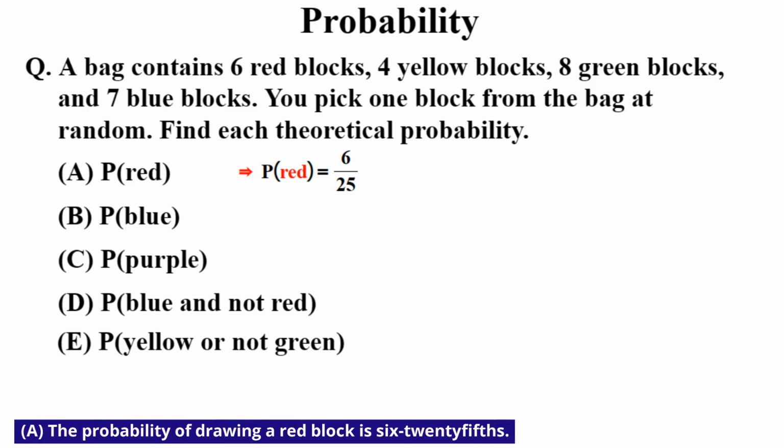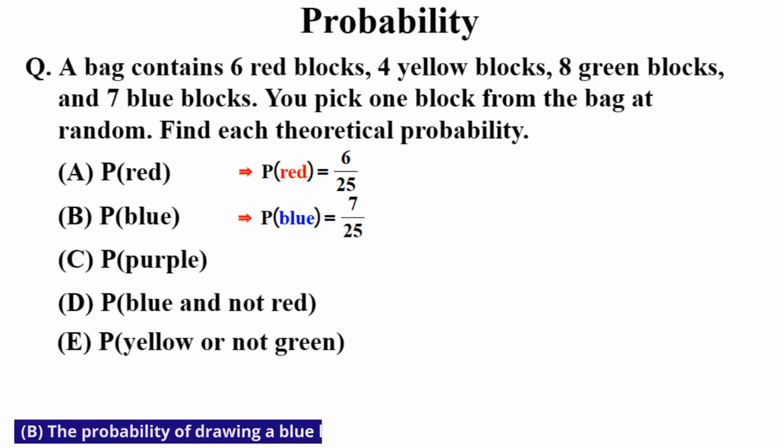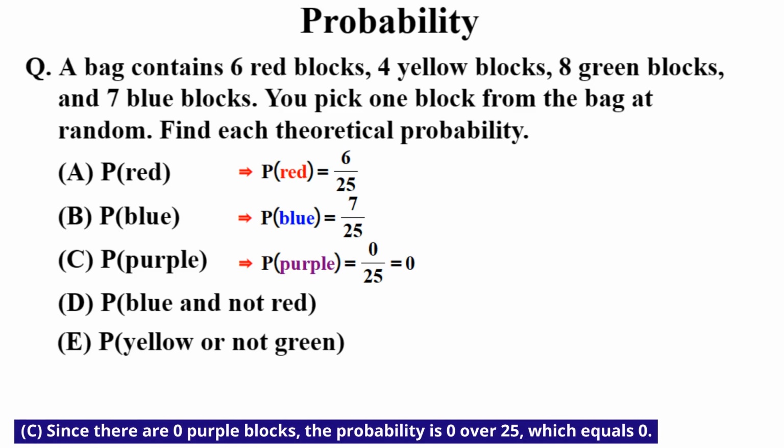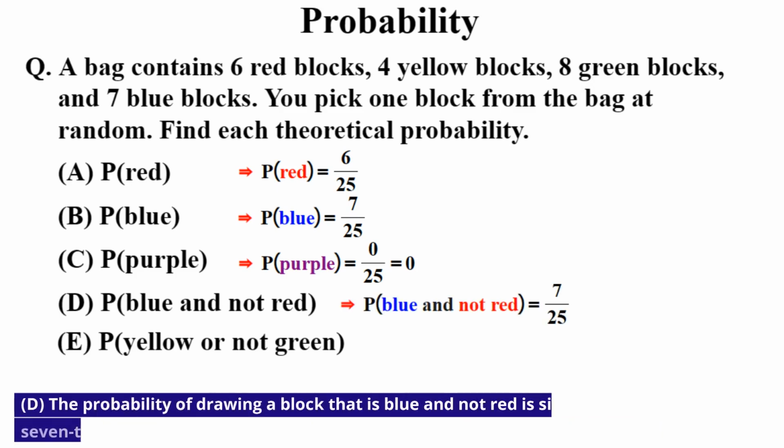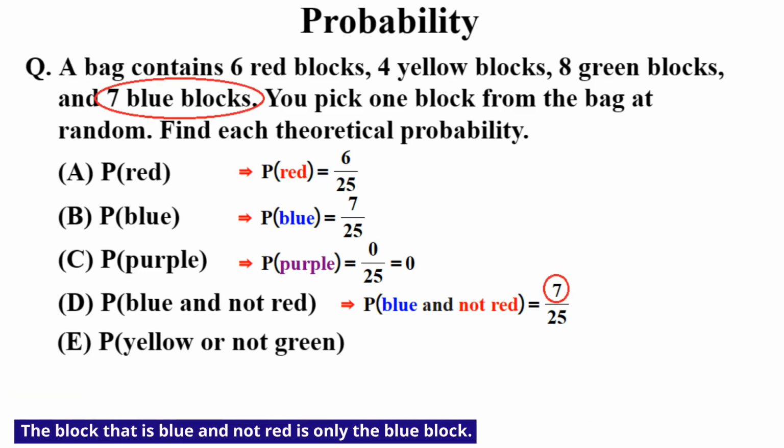A. The probability of drawing a red block is 6/25. B. The probability of drawing a blue block is 7/25. C. Since there are 0 purple blocks, the probability is 0/25, which equals 0. D. The probability of drawing a block that is blue and not red is simply 7/25. The block that is blue and not red is only the blue block.